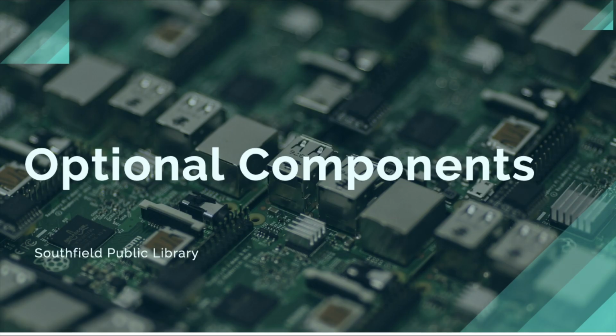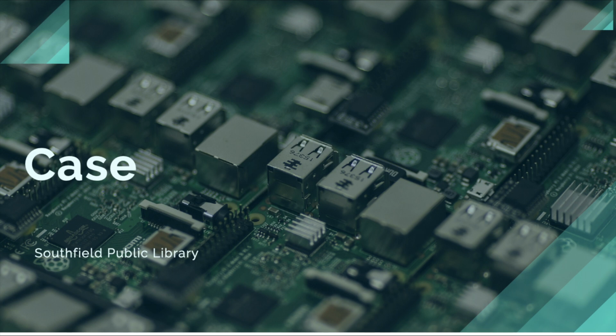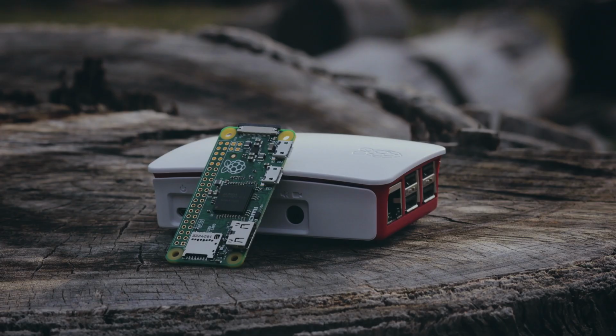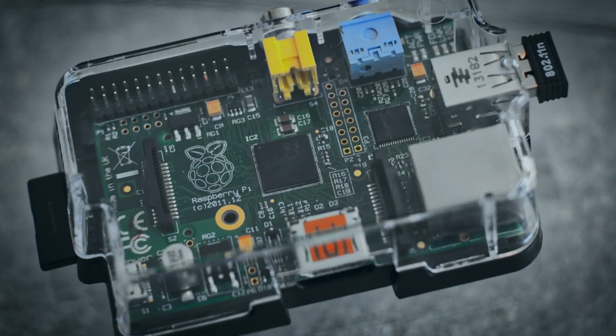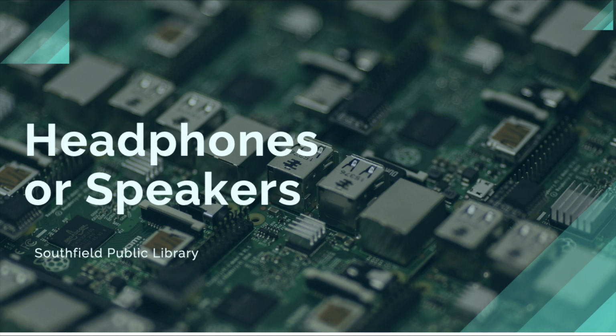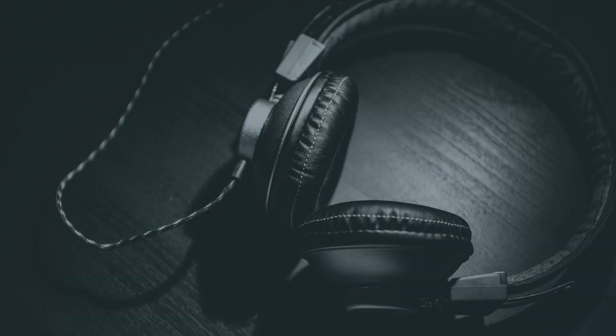Other optional components. A case. Your Pi is a delicate device, and while it's not essential, it does provide protection to the exposed connections. Like any computer, the Pi can also overheat, so it's recommended that you buy a case with a fan to keep this from happening. Headphones or speakers. Most Raspberry Pi models include a standard audio port, so your Raspberry Pi can play sound, but you'll need to plug in headphones or speakers to hear it.